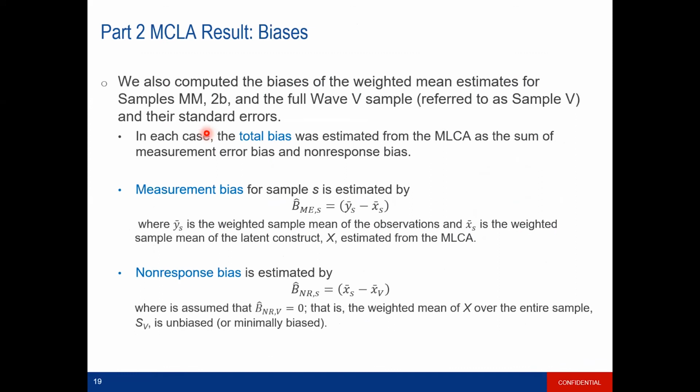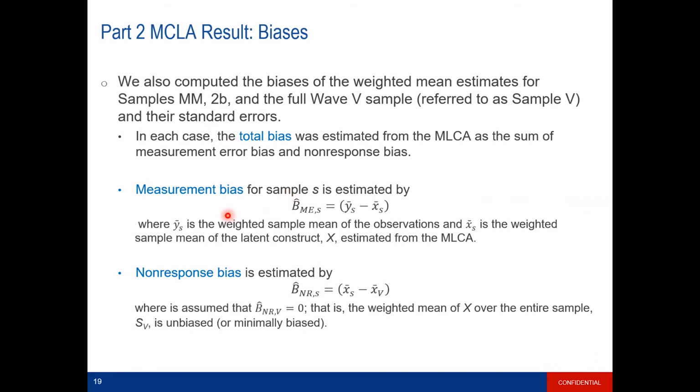So for the latent class analysis, we also compute the bias of the weighted mean estimates for samples for the mixed mode 2B and compared it with the 4-wave 5 sample. In this case, the total bias was estimated from the latent class method as the sum of the measurement error bias and the non-response bias. To decompose the total bias, we can separate it as the measurement bias and non-response bias.